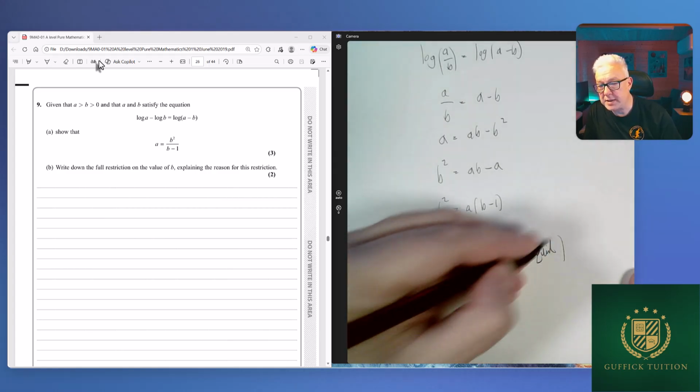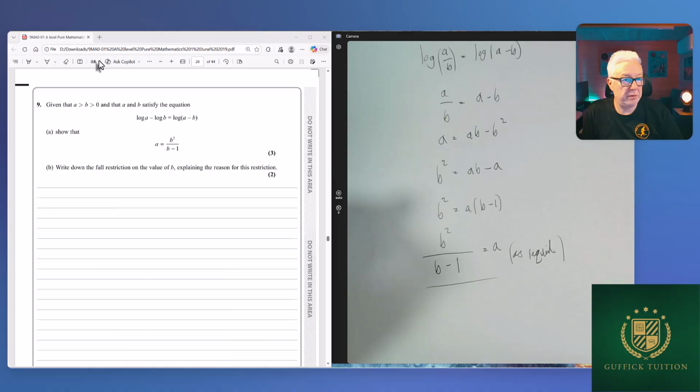Okay, so that is quite nice. That's really good for 3 marks. Very, very good. Okay, now write down the full restriction on the value of b, explaining the reason for this restriction.